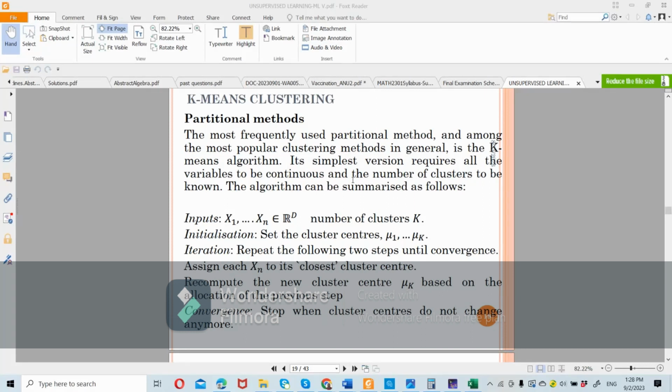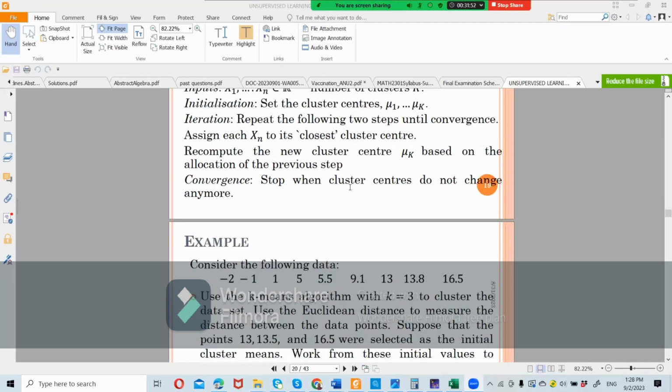Okay, next slide, please. You can see the inputs, the initialization, the assignment, and all.